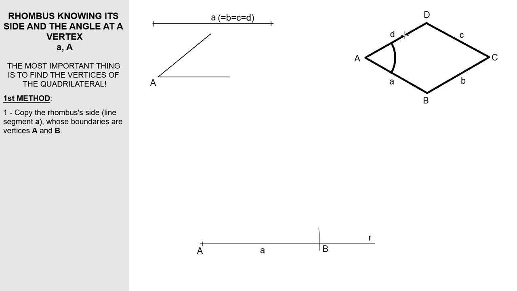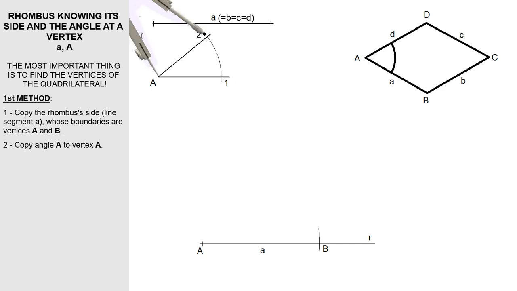Vertex D is on a semi-straight line that forms this angle A at vertex A, so we have to copy the angle to vertex A. Using the angle's vertex as center and the radius we want, we draw an arc that meets the semi-straight lines that form the angle at these two points, 1 and 2.